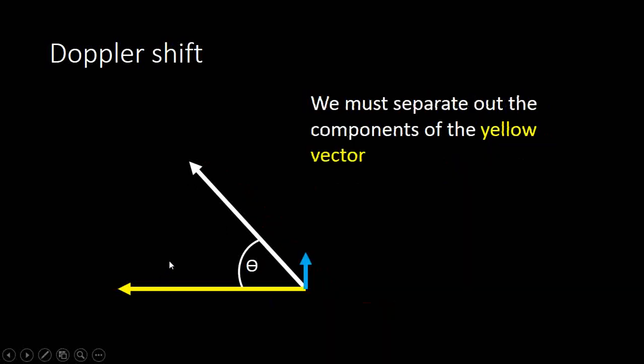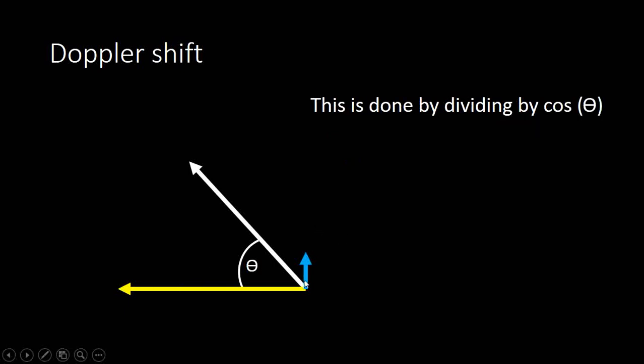We can calculate that yellow vector by separating out the different components of the white vector. So the white vector is actually comprised of both the y and x components of velocity, and we want to get rid of the y component and only account for the x component. In most cases, the velocity that we are detecting is going to be lower than the actual velocity of the object. So, to calculate the actual velocity of the moving red blood cells, we divide by the cosine of the angle. Now, the cosine of 0 is 1.